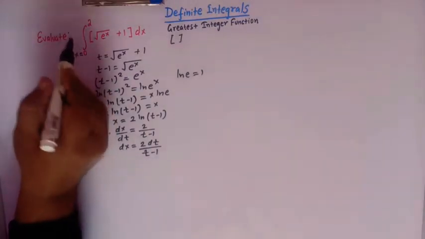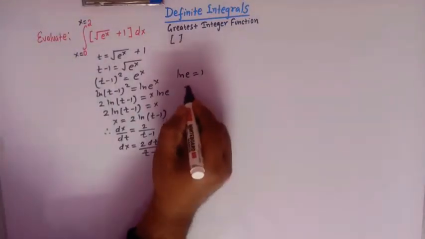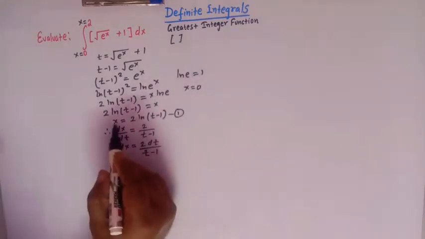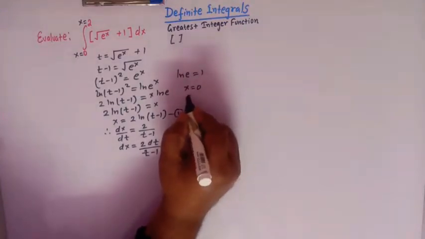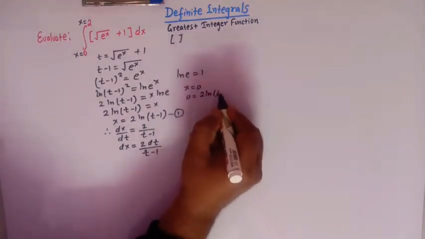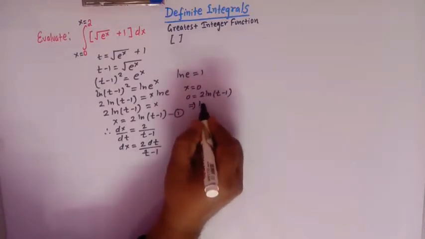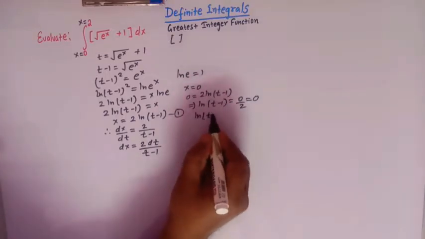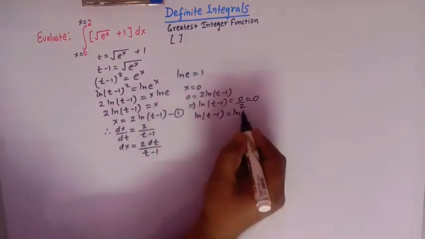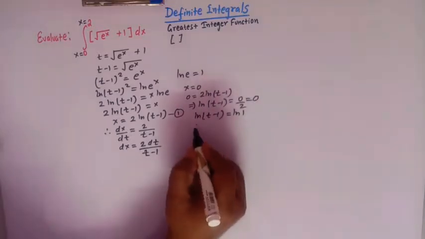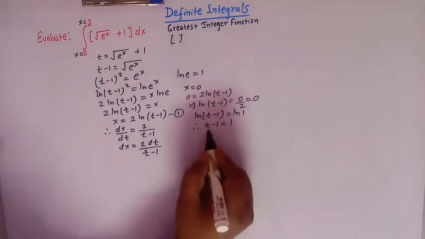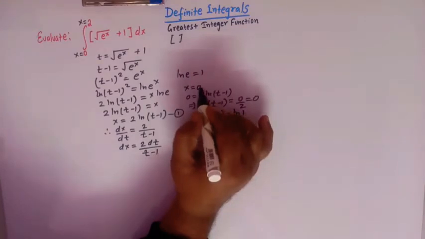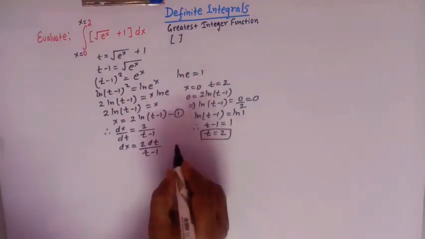Here we have x is equal to 0 and x is equal to 2. Whenever x is equal to 0, we can use this expression. So 0 is equal to 2 times log of (t minus 1), so log of (t minus 1) is equal to 0 over 2, that is 0, and this can be written as log of (t minus 1) is equal to log of 1, because log of 1 is equal to 0. Comparing both sides, t minus 1 is equal to 1, so t is equal to 2. So when x is 0, t is equal to 2.